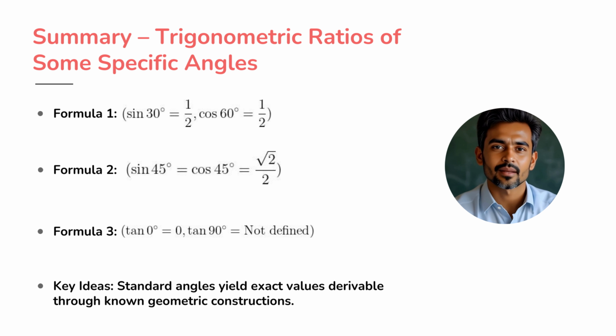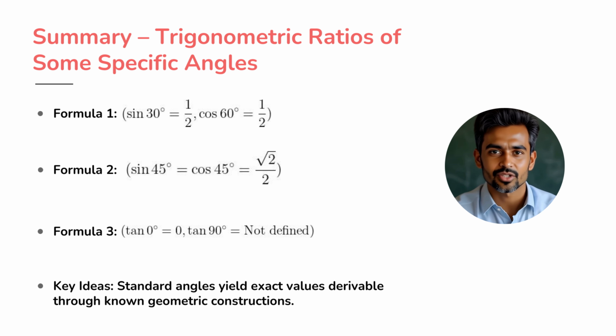Before we wrap up, let's quickly summarize the key takeaways. First, sine 30 degrees equals 1 half. Similarly, cosine 60 degrees equals 1 half. These come directly from the equilateral triangle construction. Second, sine 45 degrees and cosine 45 degrees both equal square root of 2 divided by 2, which we found using the isosceles right triangle. Third, tangent 0 degrees is 0, while tangent 90 degrees is not defined because of division by 0.